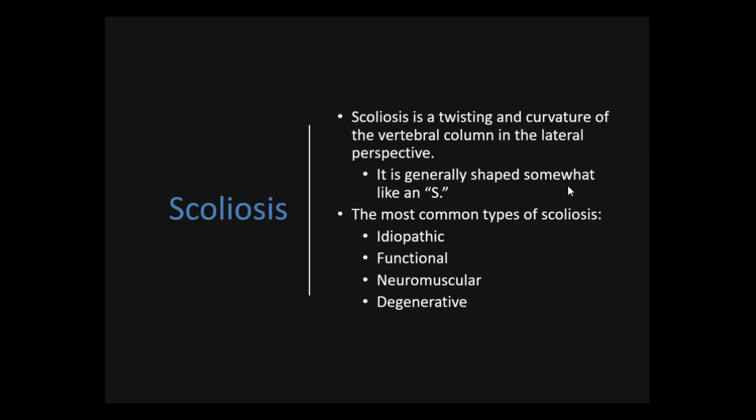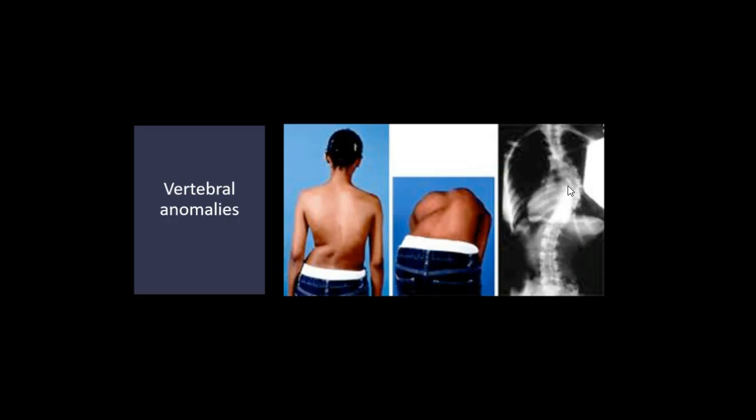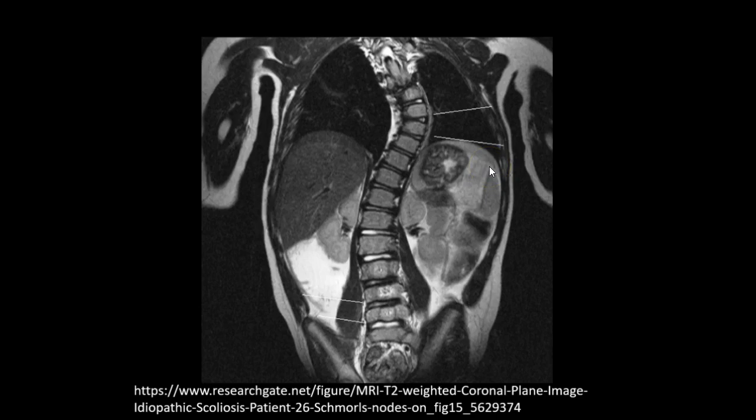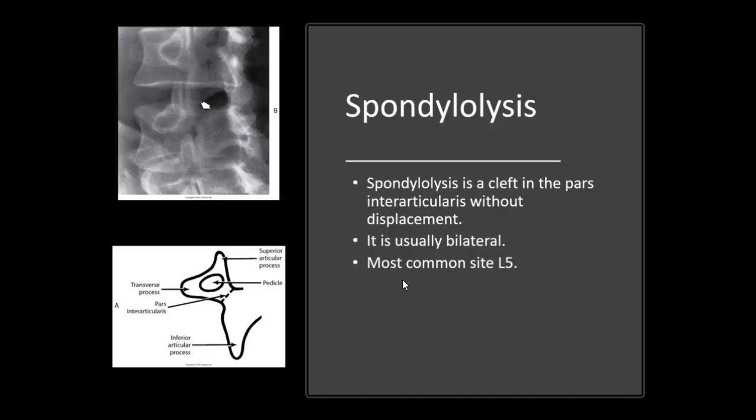Scoliosis, twisting or curvature of the spine. It's somewhat S-shaped, and the common types are idiopathic, functional, neuromuscular, and degenerative. So you can see here the scoliosis in this case. So sad. And as a radiologist, they go through and take these measurements and measure the angles on how much it's off. Here's a cool MRI so that you can see exactly the curvature. That's a coronal plane.